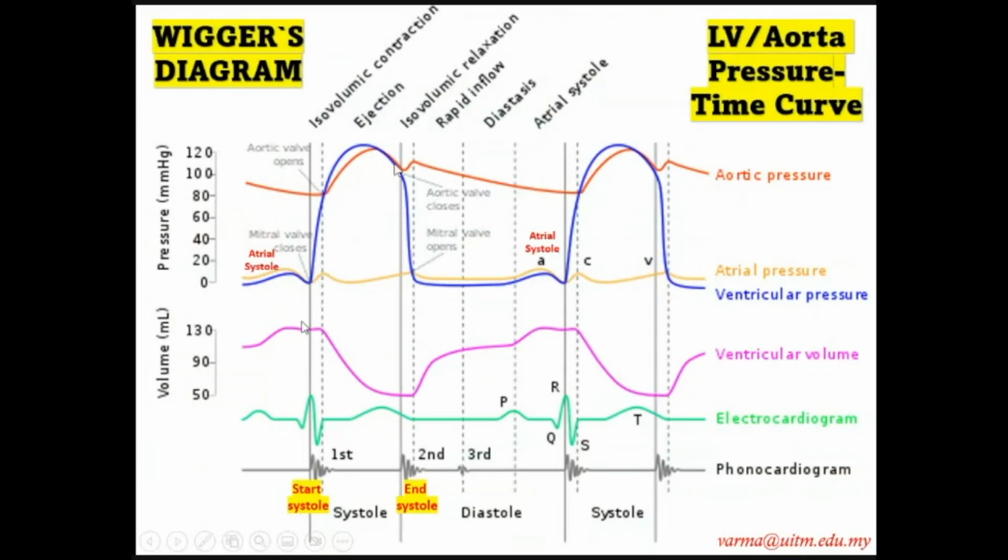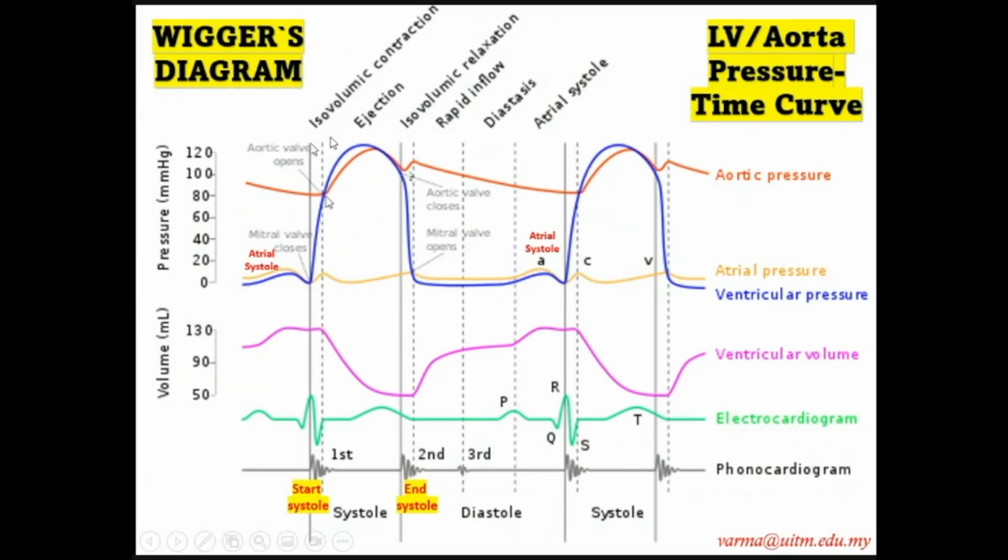Mitral valve closes here. Then the atrial systole. After the atrial systole, the mitral valve closes. Isovolumetric contraction. Then the aortic valve opens. Ventricular systole, proper ventricular systole. Then the aortic valve closes. Isovolumetric relaxation. Then continue by the diastole. So your ventricular systole starts from isovolumic contraction until the end of isovolumic relaxation. So that's the cardiac cycle.